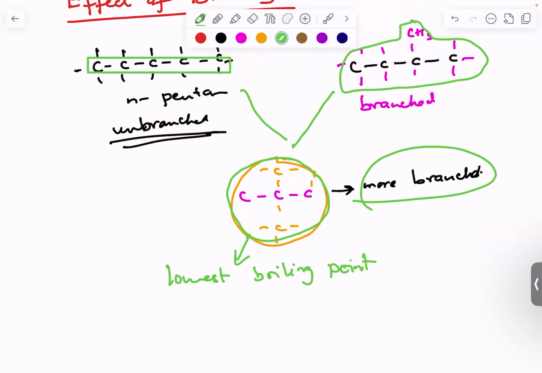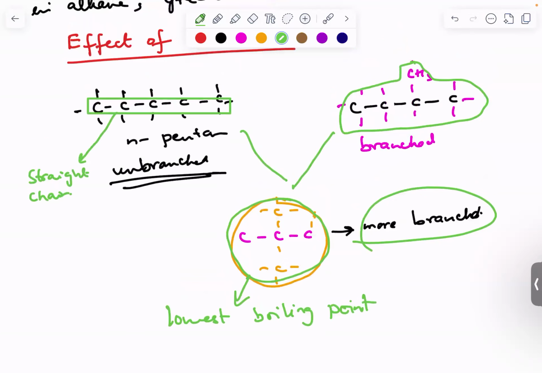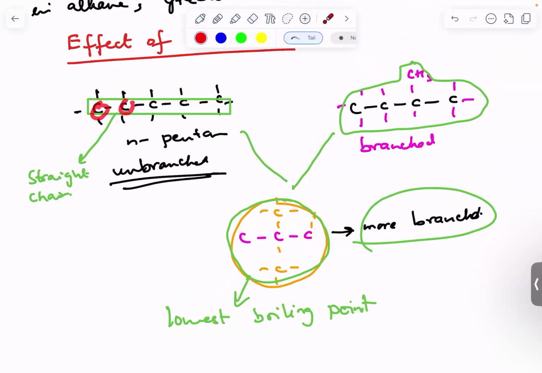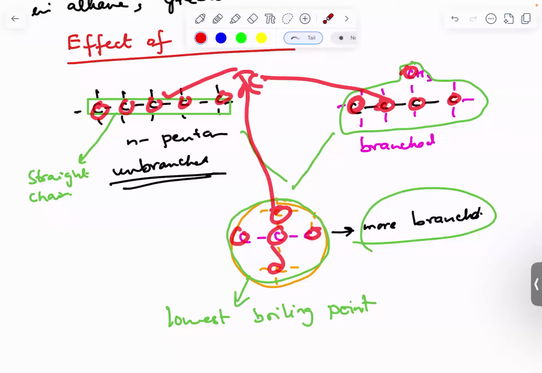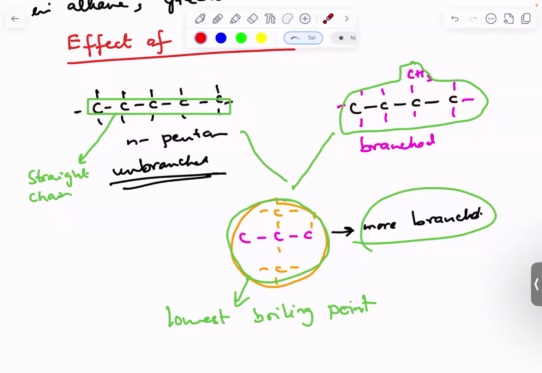So that means that alkanes with branch chains have lower boiling point than the straight chain. This is straight chain. So alkanes with branch chains have the lower boiling point than straight chain alkanes with the same number of carbon atoms. You know very well: one, two, three, four, five, five carbons. So the number of carbon atoms remains the same.